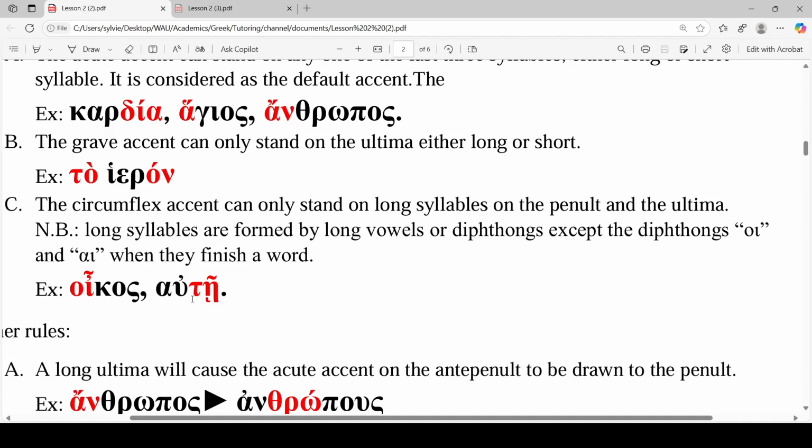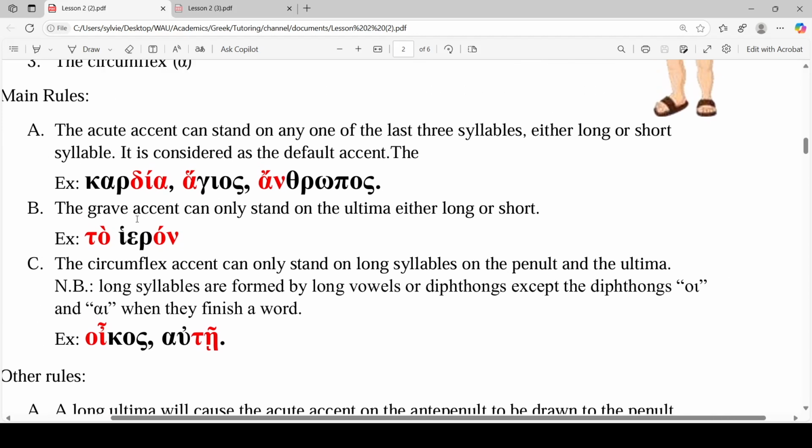Okay, so for aute, we know from the lexicon that aute is accented on its last syllable. But which accent should be used on the ultima? It should be a circumflex accent. Why? Because the accented syllable is a long one.